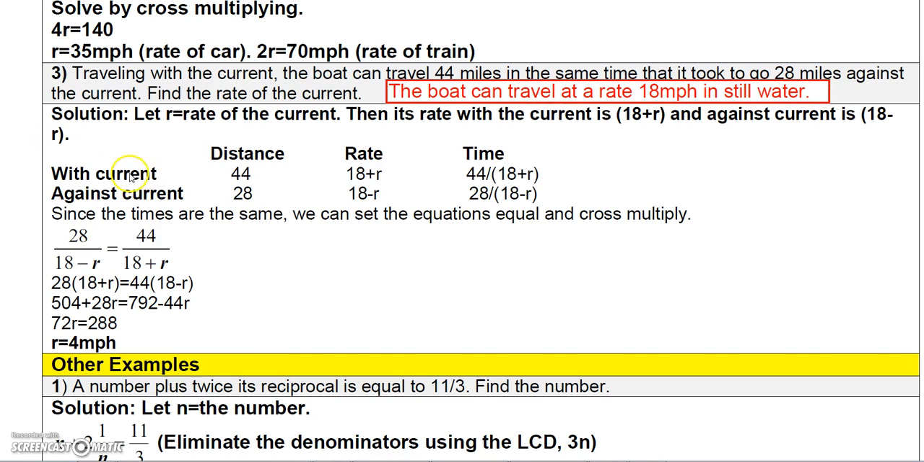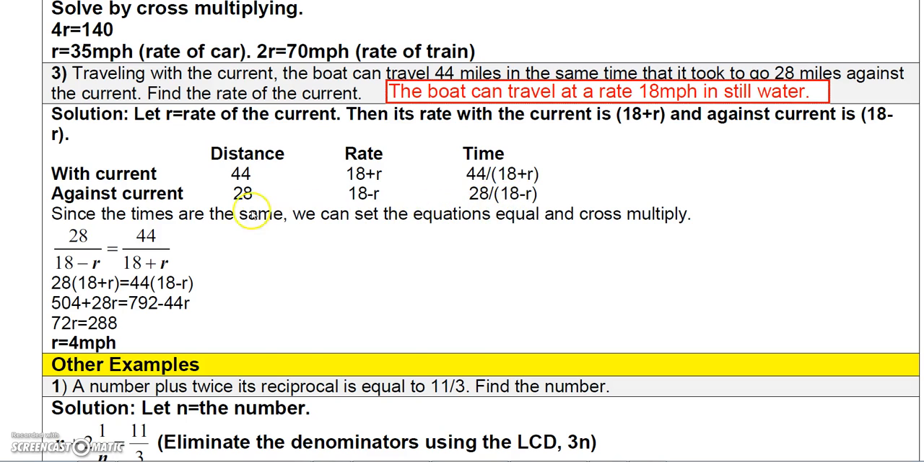Okay? So now, we know the distance it traveled with the current was 44 miles, and we know the rate that it can travel with the current is 18 plus r, where r is the rate of the current, and we know time is distance over rate. So the time, 44, would be 44 over the rate, which is 18 plus r. That's with the current. Now against the current, the distance to travel against the current is 28 miles. The rate against the current is 18 minus the rate of the current, and then that would be for a time of 28 over 18 minus r.